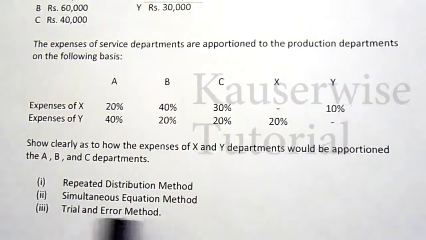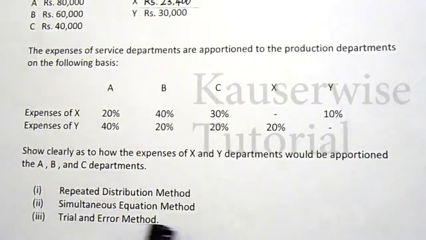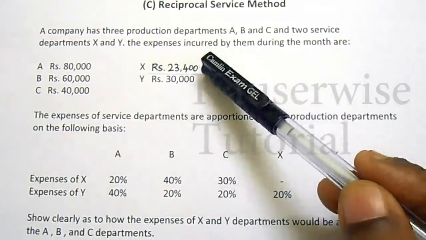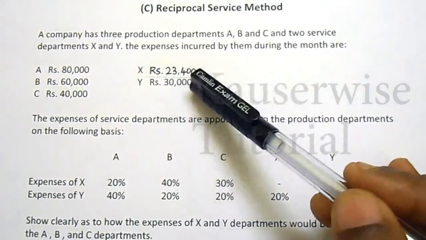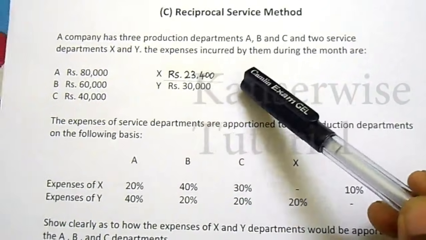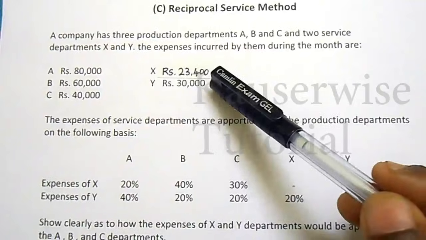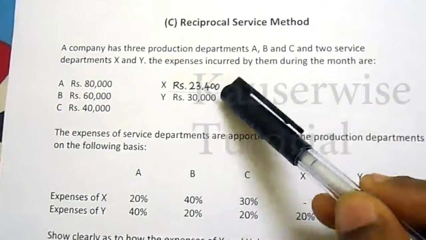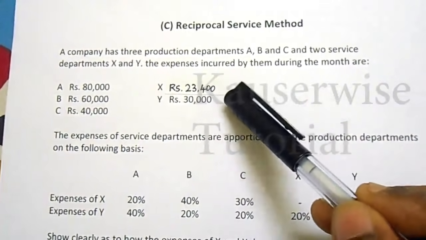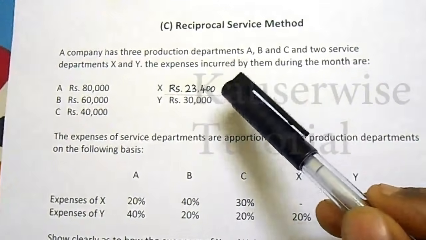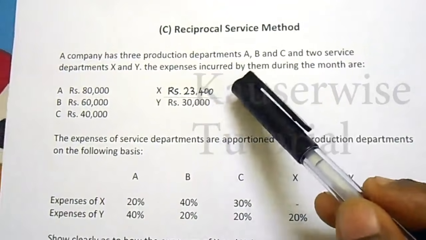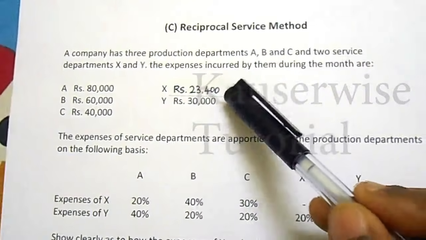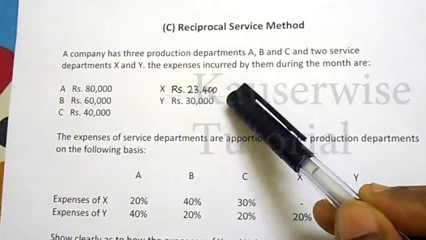Now let us see the second method, the simultaneous equation method. According to this method, the total overhead cost of the service department is ascertained with the help of simultaneous equations. Even though the service department cost is given in the problem, we need to find the service department cost with the help of simultaneous equations. After finding the value, we need to redistribute the value to the production departments on the basis of the given percentage. You may get more clarity about this while we do the calculations.